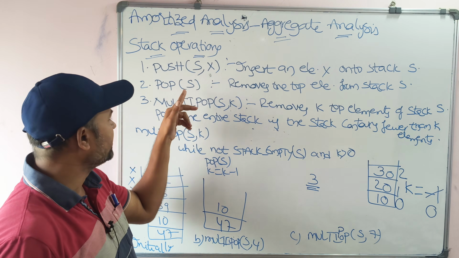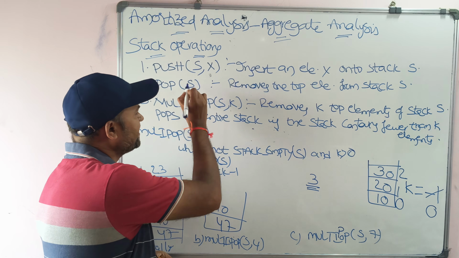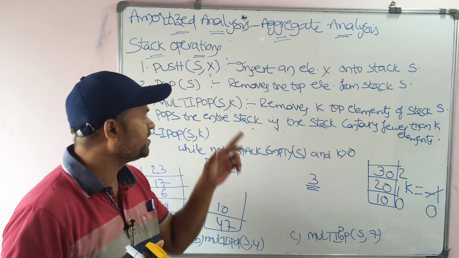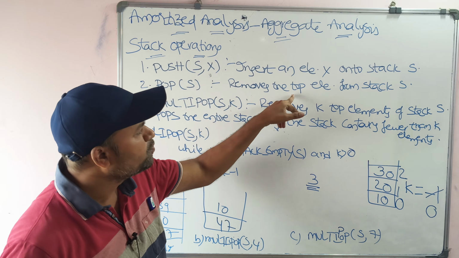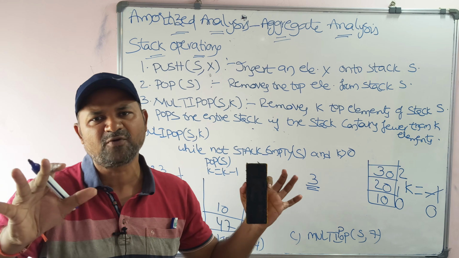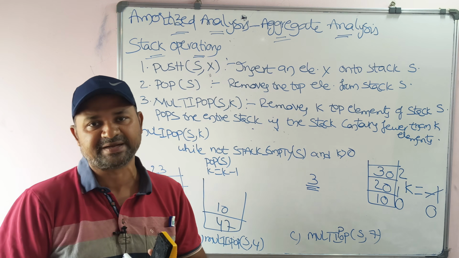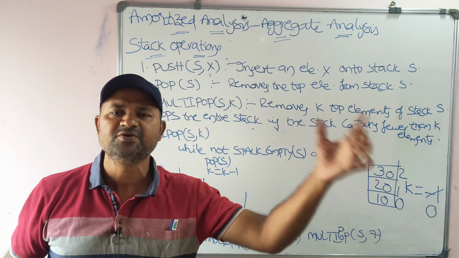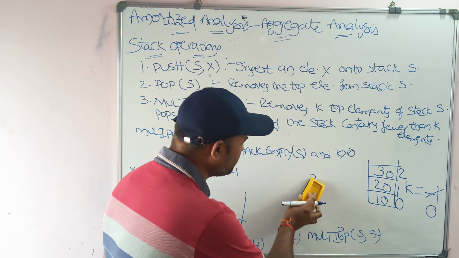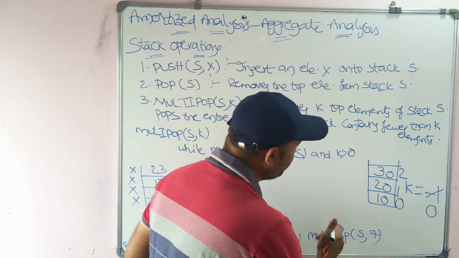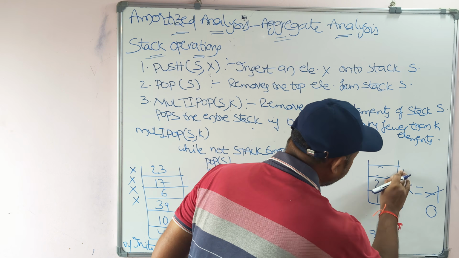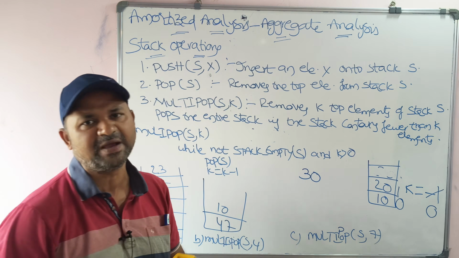Next, the pop operation. We have to pass S as the parameter. There is no need to provide X. Why? Because pop means removing the topmost element from the stack S. So we can't perform the pop operation based on the element; the topmost element will be popped from the stack. Now let us perform one pop operation. What is the topmost element? 30. So 30 will be popped from the stack, and automatically the k value will be decremented by 1.